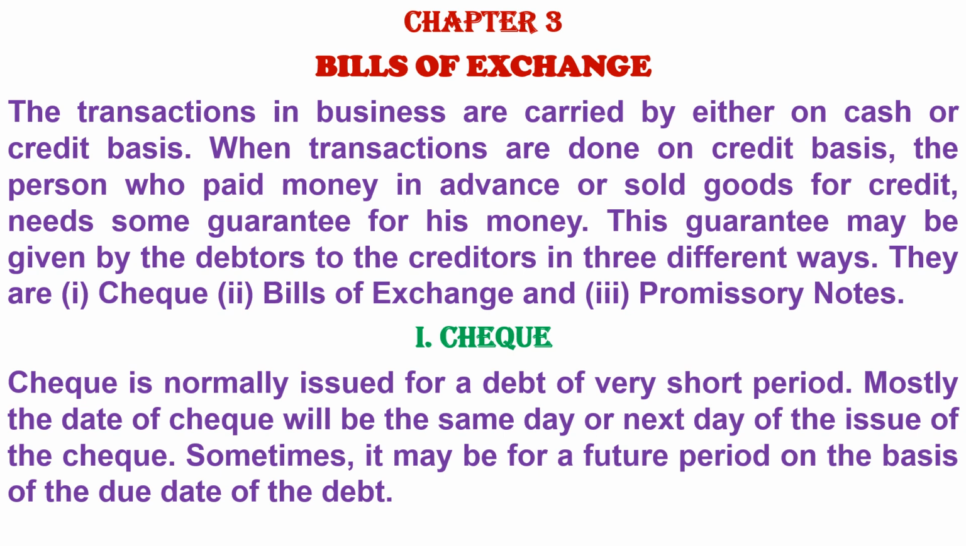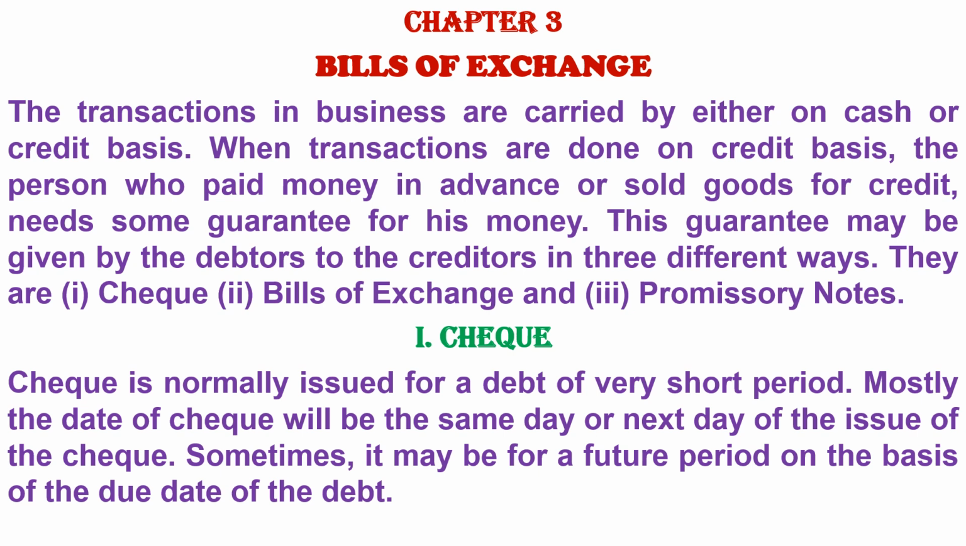Bills of Exchange. The transactions in business are carried out either on cash or credit basis. When transactions are done on credit basis, the person who paid money in advance or sold goods on credit needs some guarantee for his money. This guarantee may be given by the debtors to the creditors in 3 different ways.